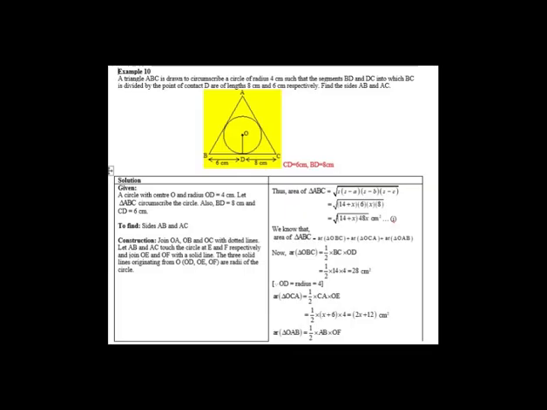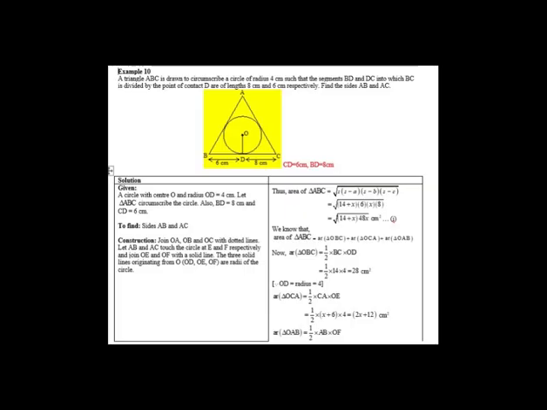We know that the lengths of the tangents drawn from an external point to a circle are equal. From the external point B, BD and BE are the two tangents. BD is equal to BE is equal to 8 cm. From C, CD and CF are the two tangents. CD is equal to CF is equal to 6 cm. From A, AE and AF are the two tangents. Let AE is equal to AF is equal to x centimeter.